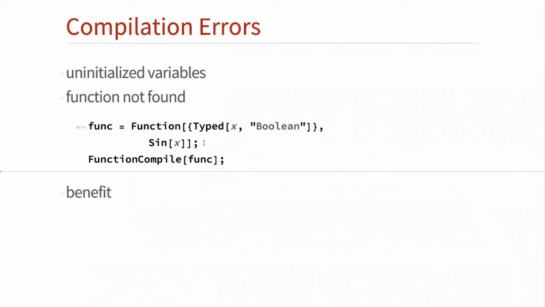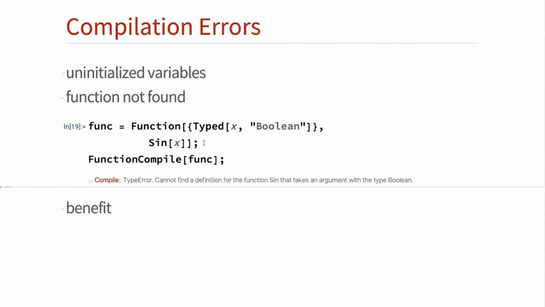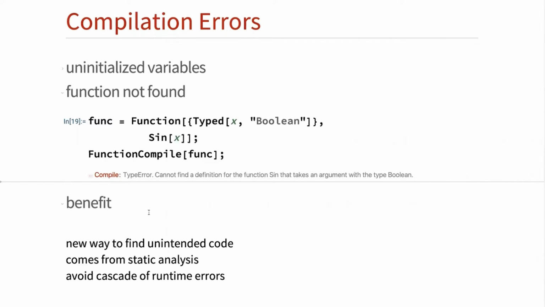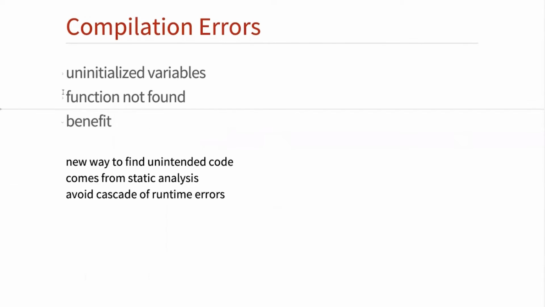Here's our famous Sign of a Boolean. So the compiler doesn't know what Sign of a Boolean is. You could add one if you wanted, but it doesn't know. And so you get an error about that. And so, this compiler is a new way to find unintended code. And it's a form of static analysis like Brenton's. And one of the things that I think would be interesting is to combine the technologies.